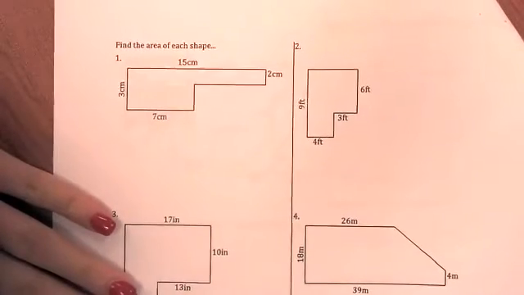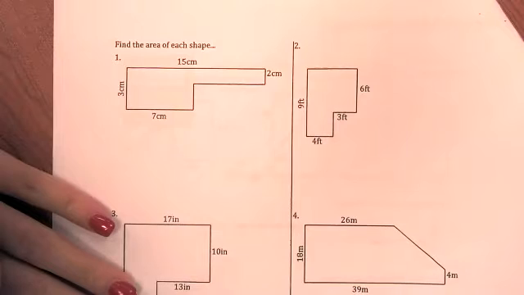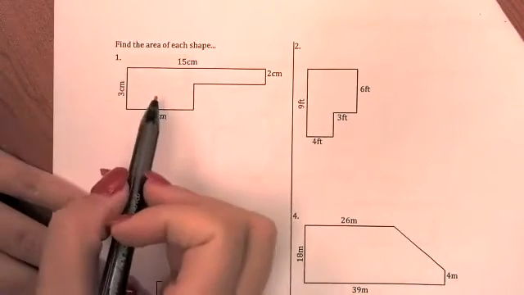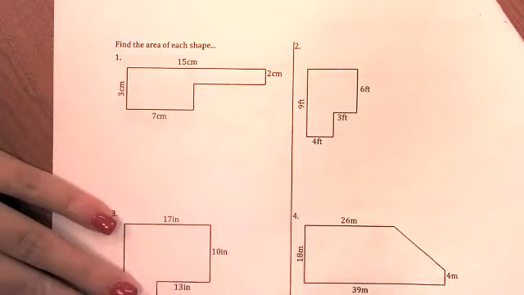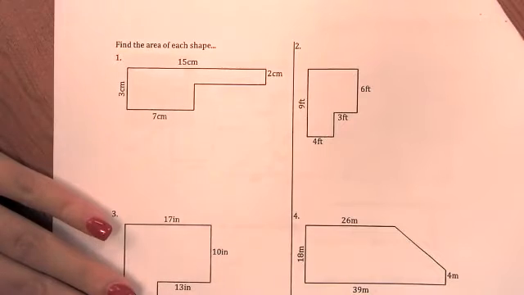And I want you to talk to your partner for just a minute about how you all think we might go about solving for the area of this odd shape. Take 1 minute. Okay.